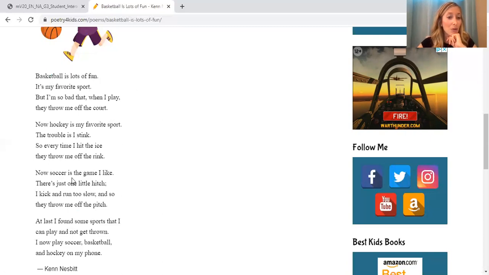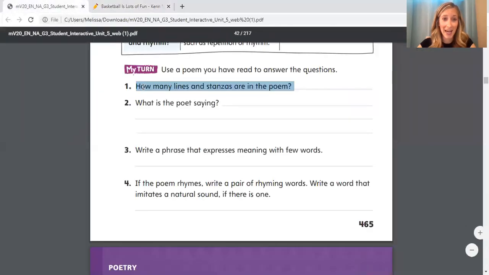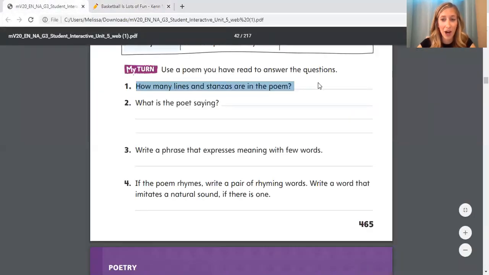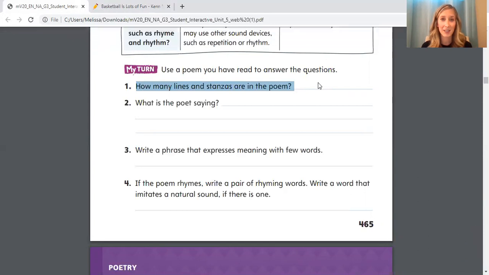I have 1, 2, 3, 4 stanzas. There are 4 lines in each, 4 times 4. If you know what 4 times 4 is, go ahead and write that down. That's how many lines there are. So we know there are 4 stanzas in this poem. Write down the number of lines there are.